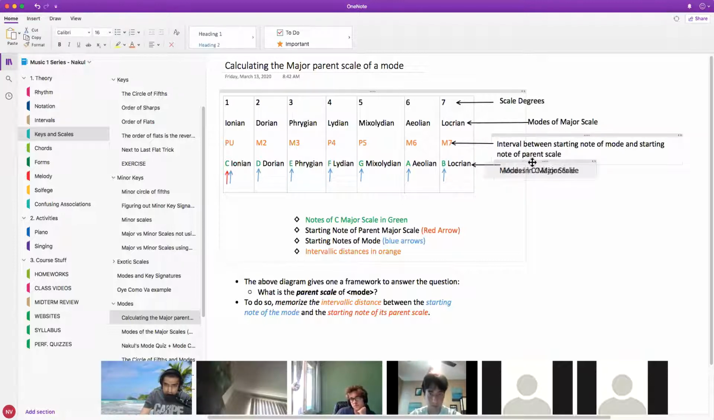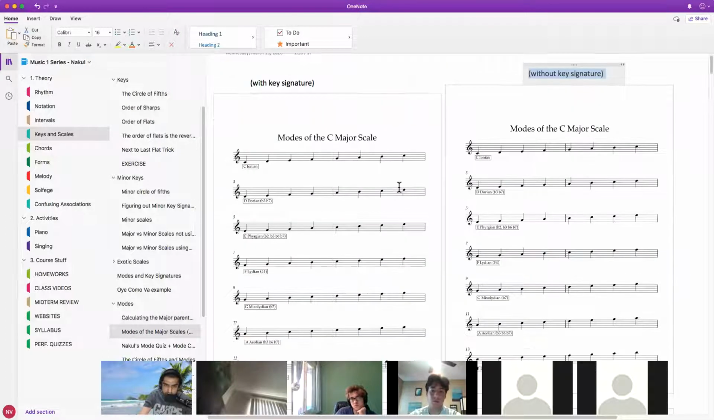If I start on the note A, I get the A Aeolian mode. If I start on the note B, I get the B Locrian mode. It doesn't matter which scale I'm in. The first mode will always be Ionian. It doesn't matter which major scale I'm in. The first mode will be Ionian, the second mode will be Dorian, the third mode will be Phrygian, fourth will be Lydian. I actually made some charts to show this.